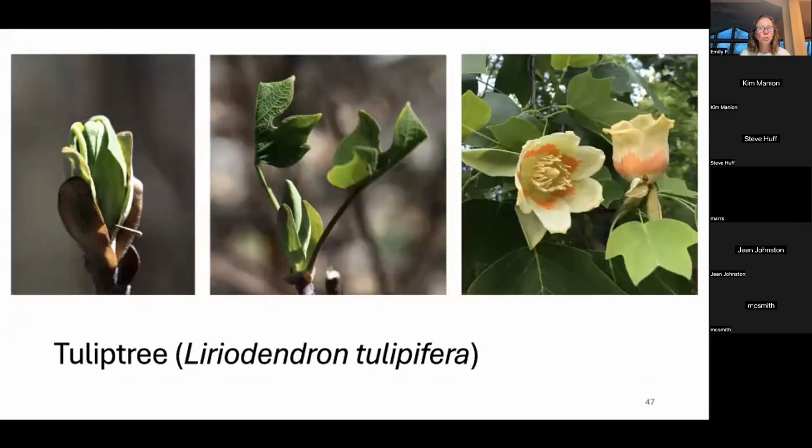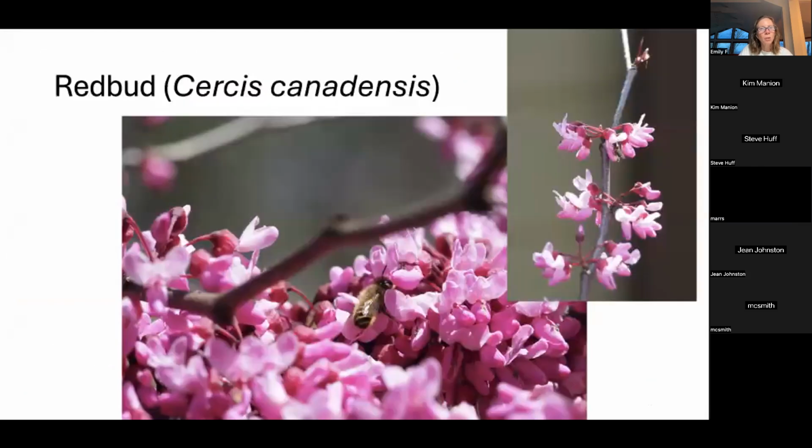And then we have the tulip tree. Usually we have leaves that origami and come out first, and then we have flowers. They'll be later in May when we see those flowers. And then redbud as another gorgeous plant. And now we've moved to bilateral symmetry.